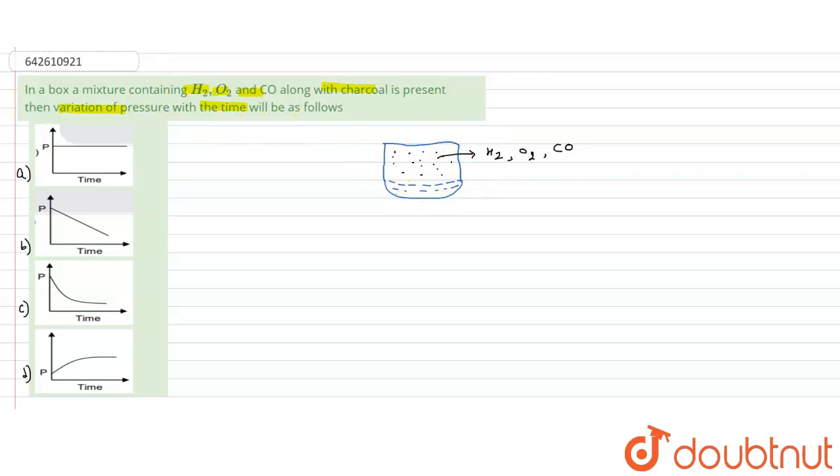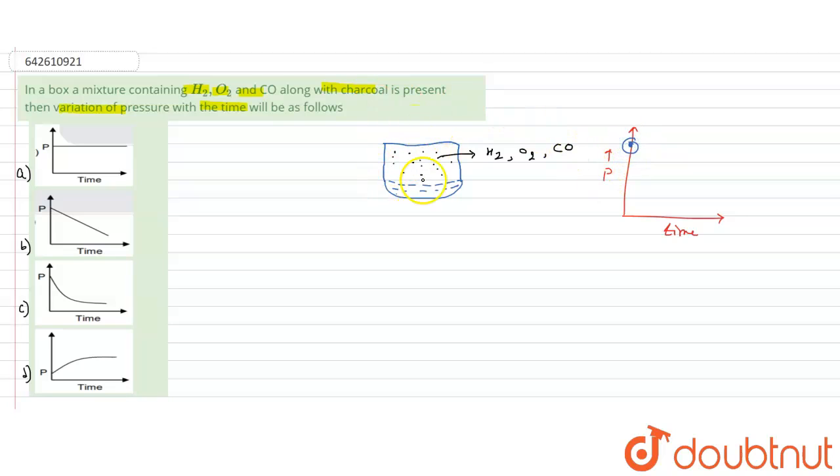So we have a graph between pressure and time. I can say this is the pressure axis and this is the time axis. When t is equal to 0, we have a high pressure, let's say it is here.